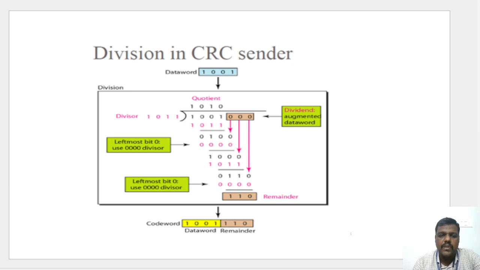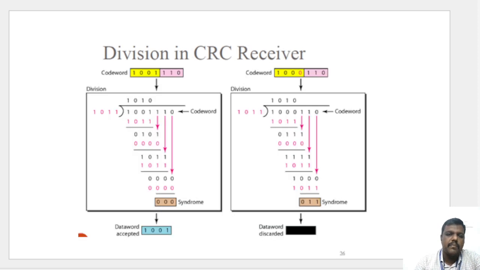We have the data with the number of zeros appended, and we are performing this modular division, the binary division method, and we are getting a remainder of 110, which is nothing but the CRC bits. So this CRC is added over here, and we find the remainder as 0. So the data is accepted.